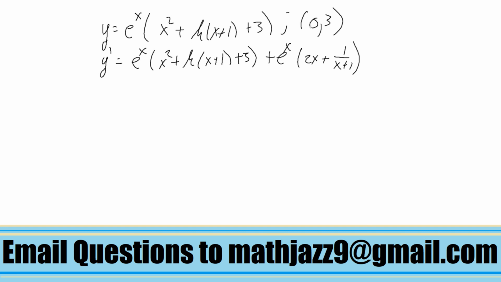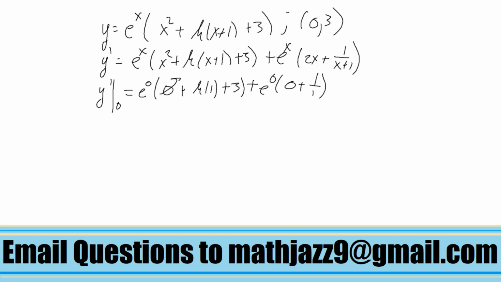And we just plug in 0 now. That'll give us our derivative at this point. So e to the 0 times (0 plus ln 1) plus 3, plus e to the 0 times (0 plus 1 over 1). So that's 0, that's 0, that's 0. We get 1 times 3 plus 1 times 1 equals 4.